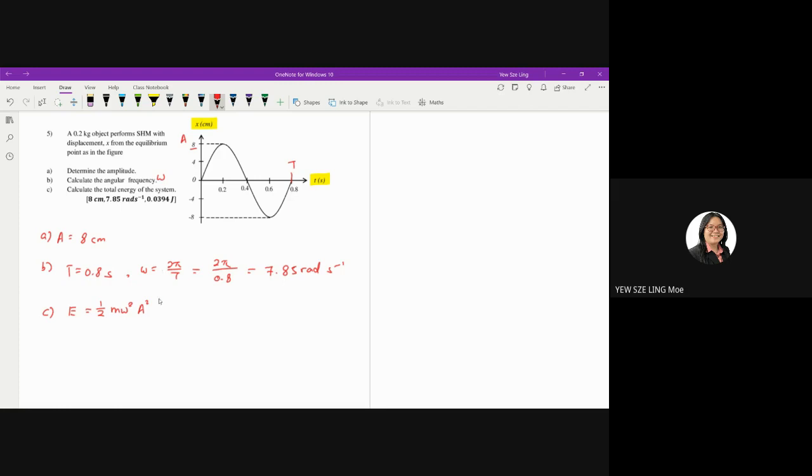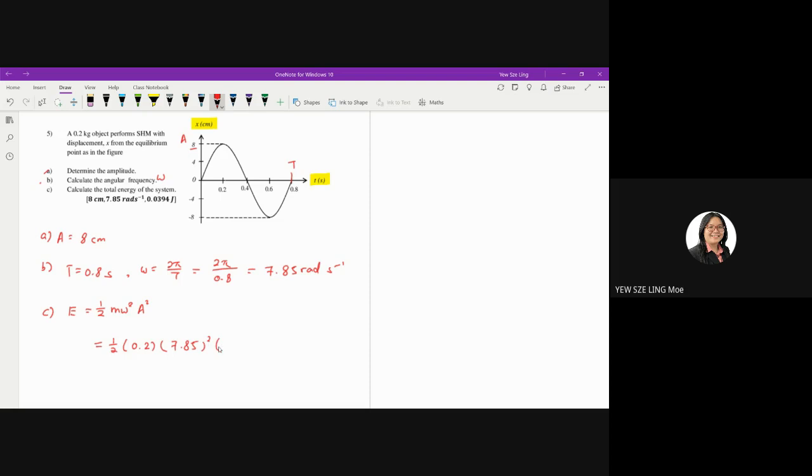If you are given the spring constant, then you use E equals 1/2 kA². So ini kita kata teknik menjawab soalan. You try to look at the information. So what is the information given? If you are given the spring constant, then you use equations with k. If you have omega, then you use equations with omega. So E equals 1/2 mω²A². You have A in question A, and then you have omega in question B. So straight away it is 1/2 times 0.2 times 7.85 squared.